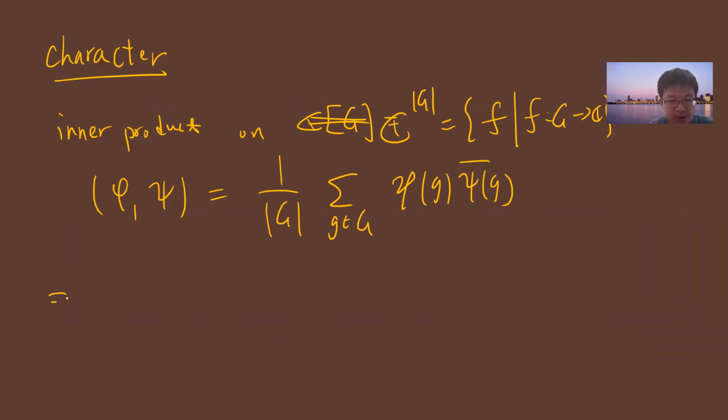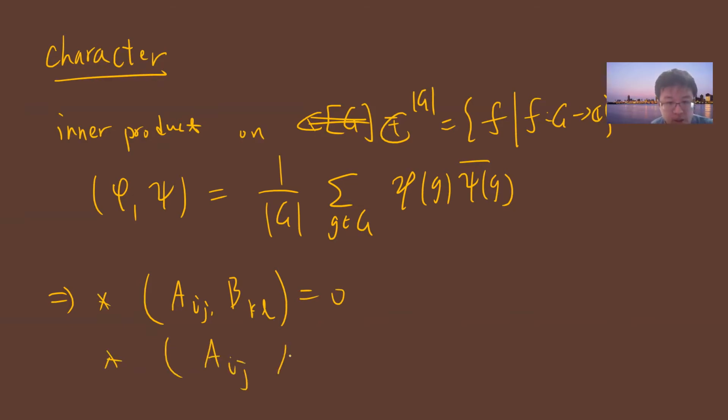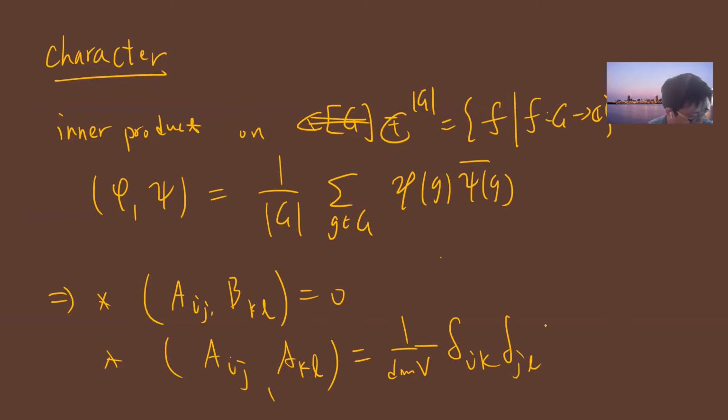From this notation, our previous results become: the inner product of A_ij and B_kl is 0. This is the first orthogonality relation. And the inner product of A_ij and A_kl will be 1 over the dimension of V, or basically I use N, times delta_ik delta_jl. This is the orthogonality of the irrep.